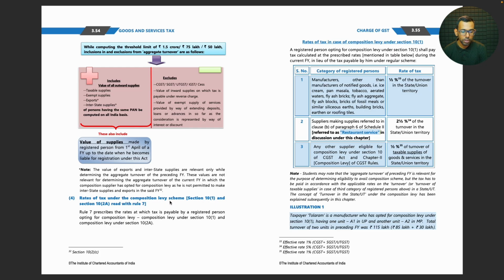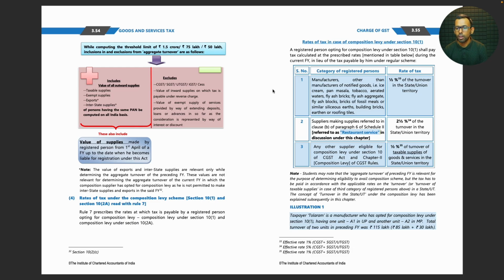Rates of tax under the composition levy scheme: section 10 and section 10 subsection 2a read with rule 7. Rule 7 prescribes the rate at which tax is payable by a registered person opting for composition levy under section 10 subsection 1 and composition levy under section 10 subsection 2a. Rates of tax in case of composition levy under section 10 subsection 1: a registered person opting for composition levy under section 10 subsection 1 shall pay tax calculated at the prescribed rates during the current financial year instead of the tax payable under the regular scheme.